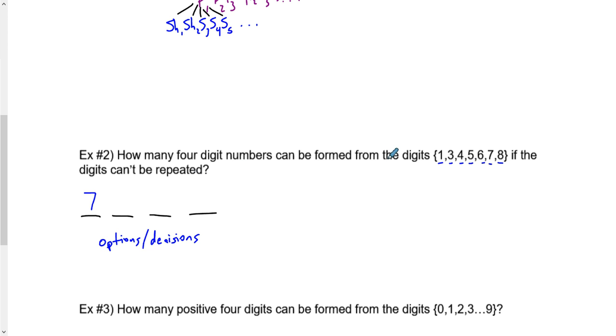If it can't be repeated, though, as soon as we choose the number 4, we no longer have 7 options. So your number could be 4, 1, 3, 6, because none of those digits repeated. It would take a very long time to list all of them. That's why we use this fundamental counting principle. So for the first digit, we'd have 7 options. As soon as we use one of them, we have 6 digits left, 6 options, 6 decisions left. Let's say we use the number 1.